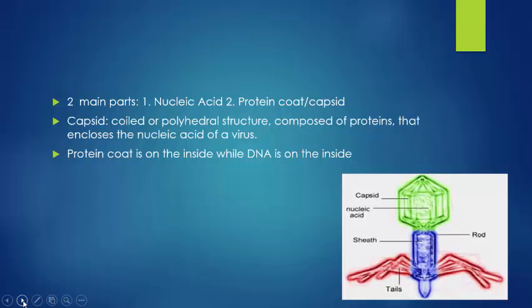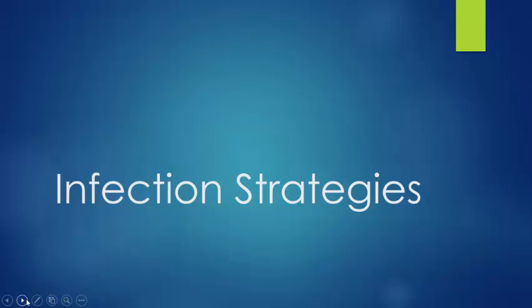Here is an example of what a virus looks like. The protein coat is on the outside, while the nucleic acid, which can either be DNA or RNA, is located inside of it. Now I'll be going over the two main infection strategies for viruses. The two main infection strategies are the lytic and lysogenic cycle.